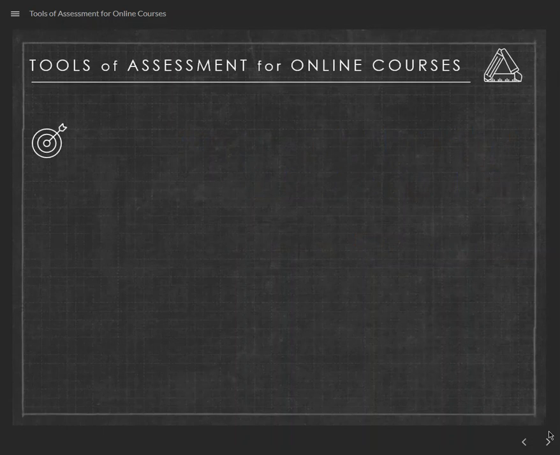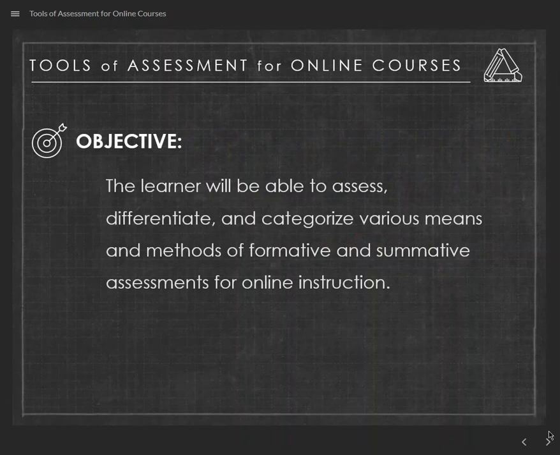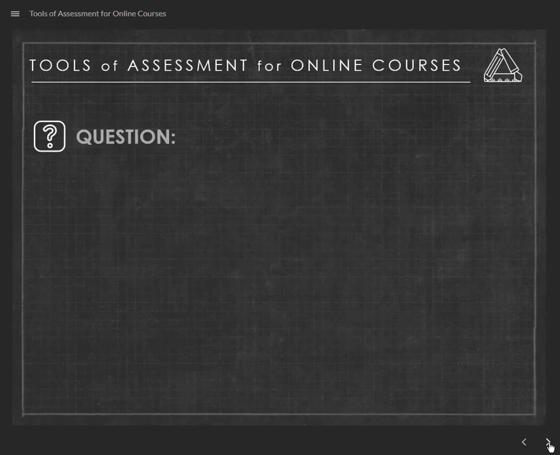This is going to be about thinking of various means and methods of assessments in online instruction. Two big terminology points we're going to use are formative and summative assessments, and we'll talk about those in a moment. Our overarching objective is that by the end of the session you'll be able to differentiate and maybe even categorize different means and methods of assessments for online instruction.